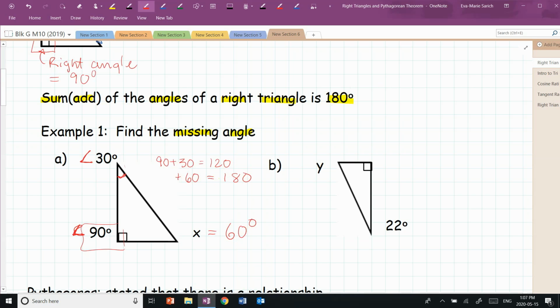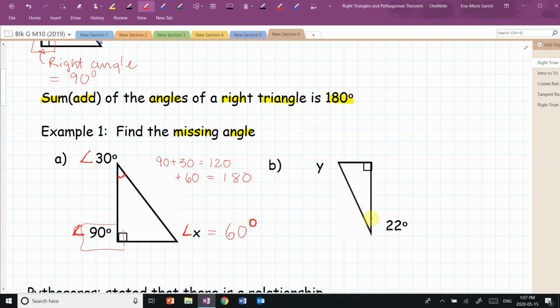Now, again, notation: angle x is going to equal 60 degrees, and that's your units. An angle is measured in degrees, and that small raised circle is the units, just like putting centimeters or millimeters on for measuring the length of a side. Okay, let's look at example B.